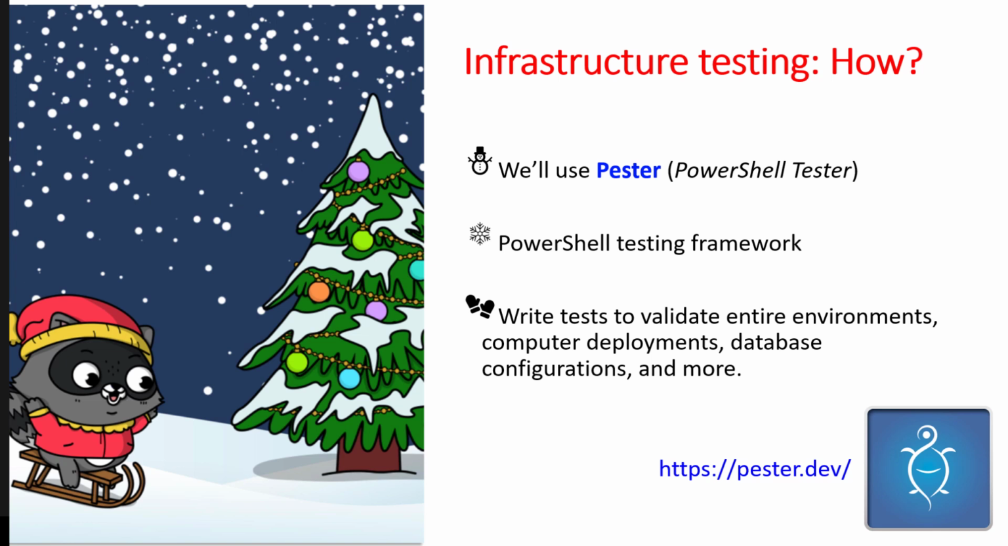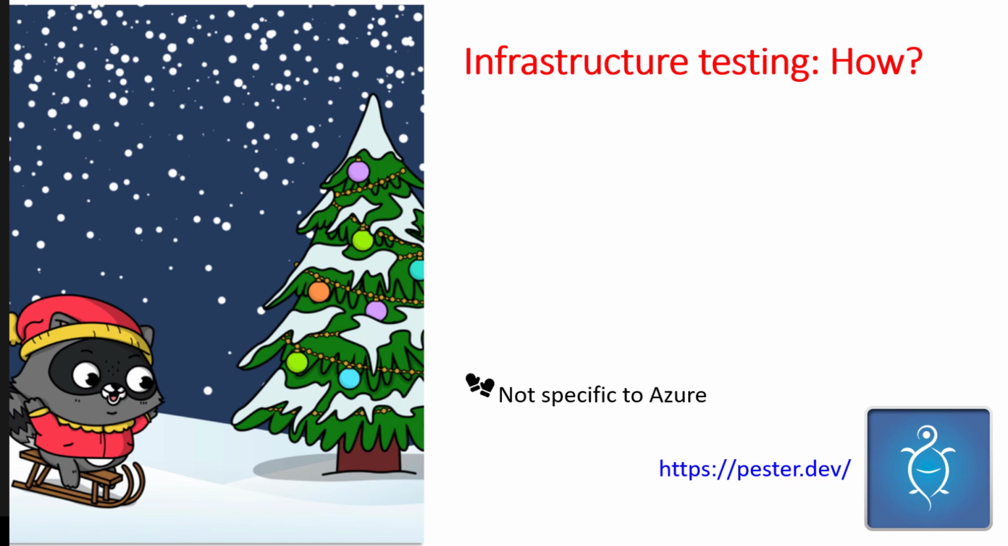What can we do with Pester? It's essentially writing tests to validate either an entire environment or computer deployment, database configuration, and everything related to an infrastructure. For example, an address space for a VNet. And you have the link to the Pester project. It's pester.dev. If you want to learn more about that framework, you can head to that URL. But we'll cover the basics of Pester in today's session.